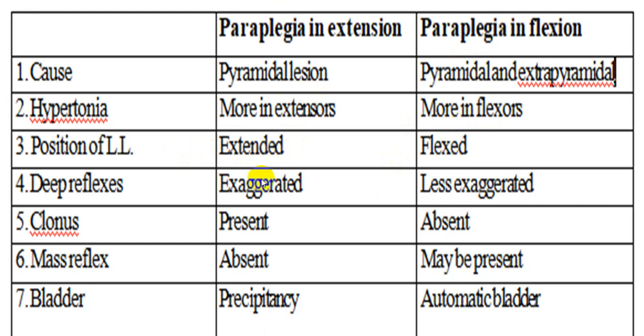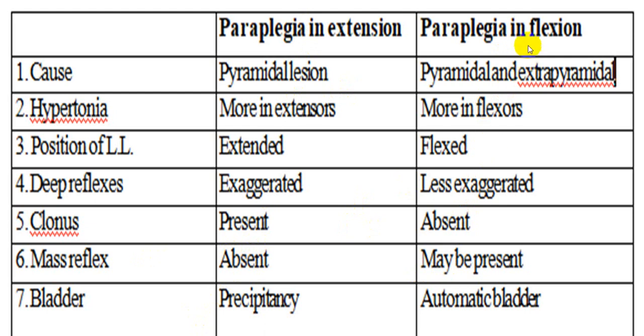Deep tendon reflex will be exaggerated, or we call brisk, while in paraplegia in flexion, they will be less exaggerated. Clonus will be usually present in extension, while in case of a paraplegia in flexion, clonus will be usually absent. Now, most important part which will be helping you to further differentiate extension from flexion is a mass reflex. Mass reflex will be present only in case of a paraplegia in flexion, but mass reflex will be absent in case of paraplegia in extension.